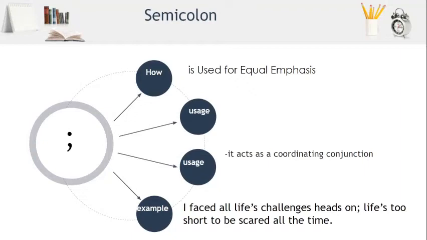And it's not the same with the subordinating conjunctions. And once again, if you say coordinating conjunctions, you cannot start a sentence with it. Okay. Unless, of course, it is a subordinating conjunction. If you say subordinating conjunction, these are because, although, though, and so forth. Okay. For example, I faced all life's challenges heads on. Semicolon and then space. Life's too short to be scared at all time.